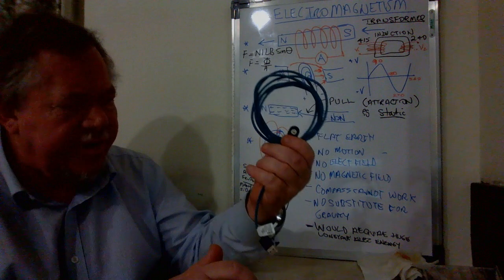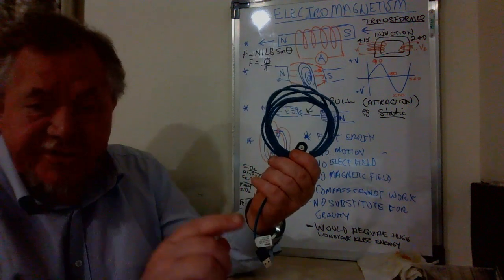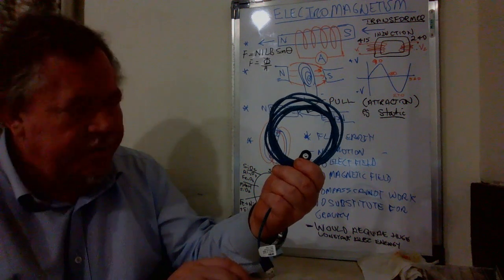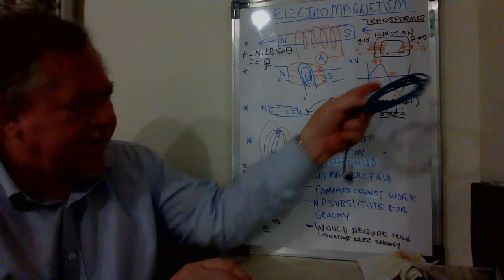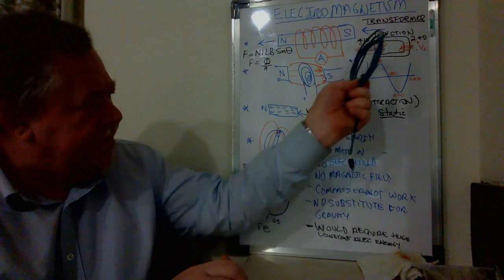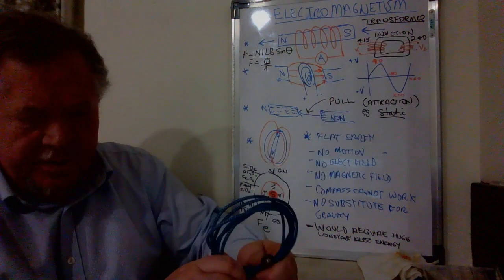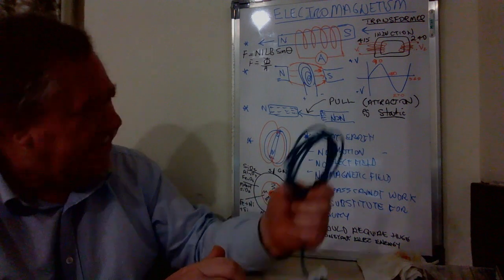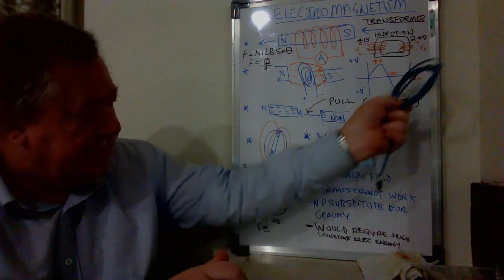Now, in order to generate electricity, I need to move it. Remember this, movement is critical. So, have a look at this graph over here. Might help you to understand it. This is a sine wave. Okay, and typically alternating current would have a sine wave graph like this.